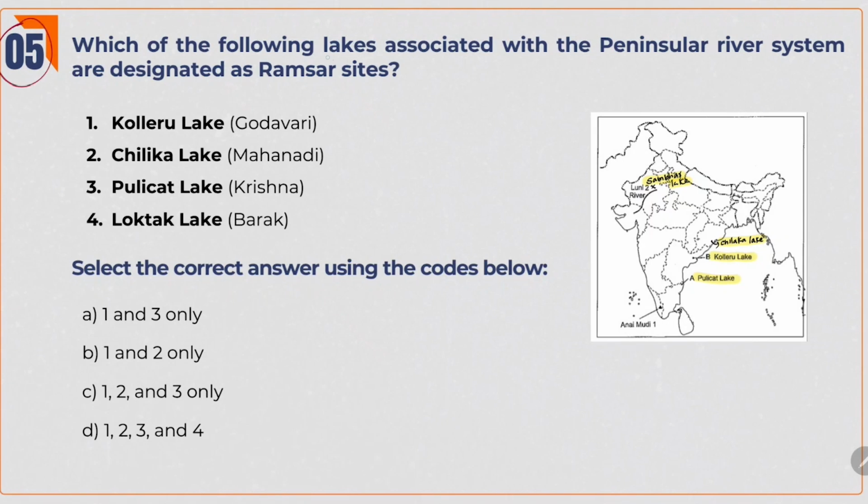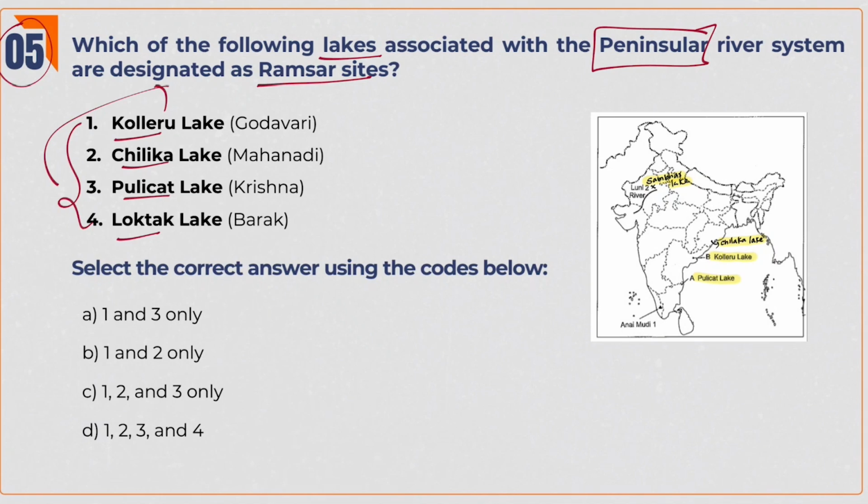Next one. Which of the following lakes associated with the peninsular river system are designated as Ramsar sites? If we see the option, Kolleru, Chilaka, Pulicat and Loktak, all these are Ramsar sites. But once again read the question, they are asking which lakes are associated with peninsular river system. If you see the options, you can outrightly eliminate fourth option because Barak river is form of northeastern rivers. Yesterday also we have discussed that Barak river originates in Manipur and it enters Bangladesh known as Meghna. So we can eliminate fourth option. If we eliminate fourth one, D gone.